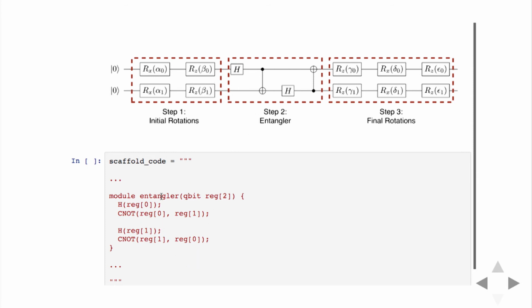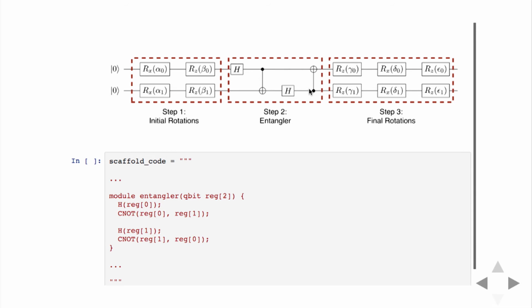And the solution is here. You want to apply a Hadamard on the top qubit, which is reg 0. You want to apply a CNOT with control on the first qubit and target on the second qubit. That's the order of these arguments: control, comma, target. And then you want the Hadamard on the bottom qubit, which is reg 1. And then you want the CNOT with the control and target reversed.